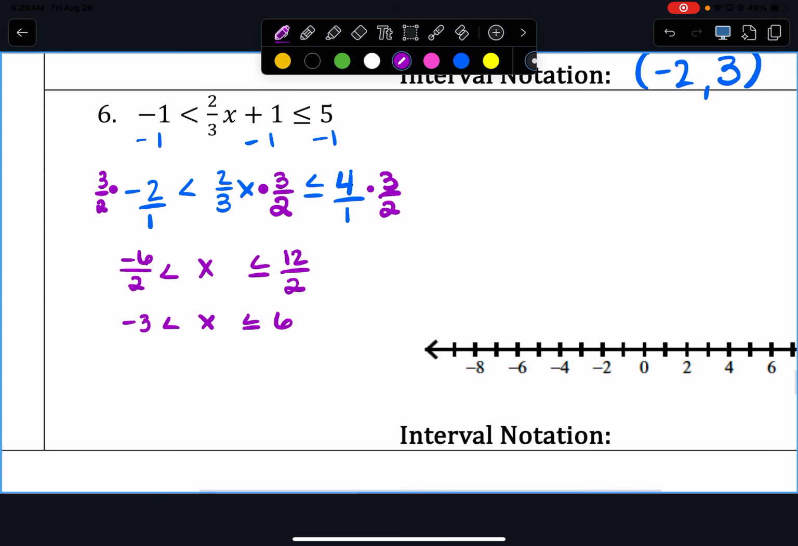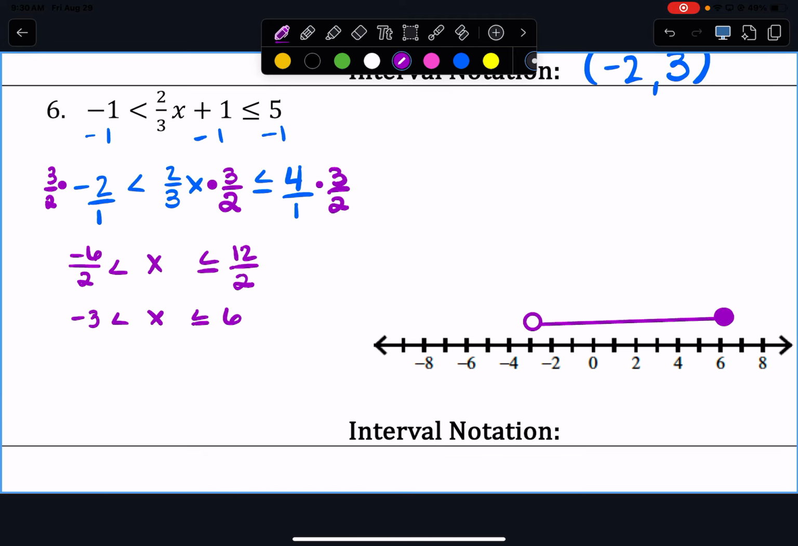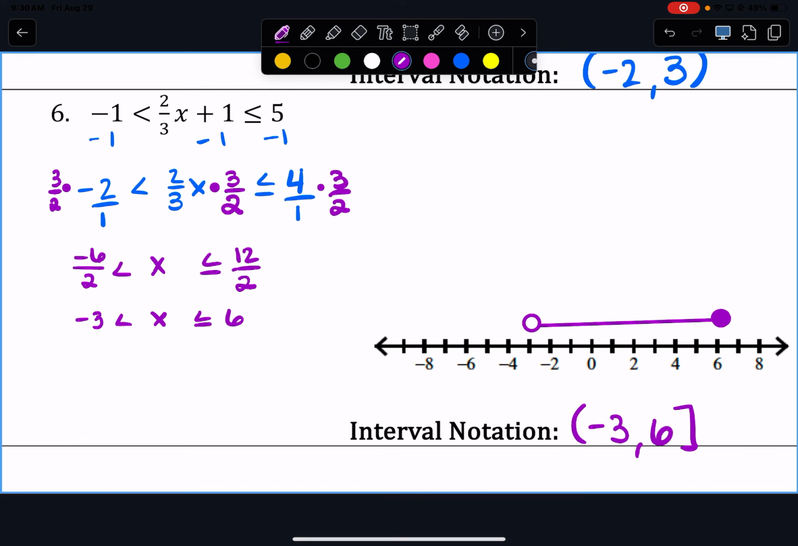-3, open or closed circle? Open. At 6, open or closed circle? Open. Oh, wait. Anytime we have that or equal to line, that tells us it's going to be closed. And then does it graph together or apart? And then how would I write that in interval notation? 6 bracket. And so that is compound inequalities. Okay.